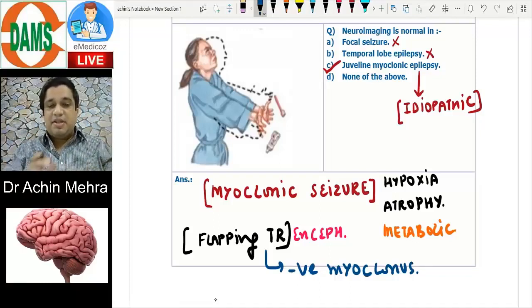Now how am I connecting all this? There is a myoclonic jerk which is negative myoclonic jerk, which occurred in patients with metabolic derangement, right? And that metabolic derangement was encephalopathy.